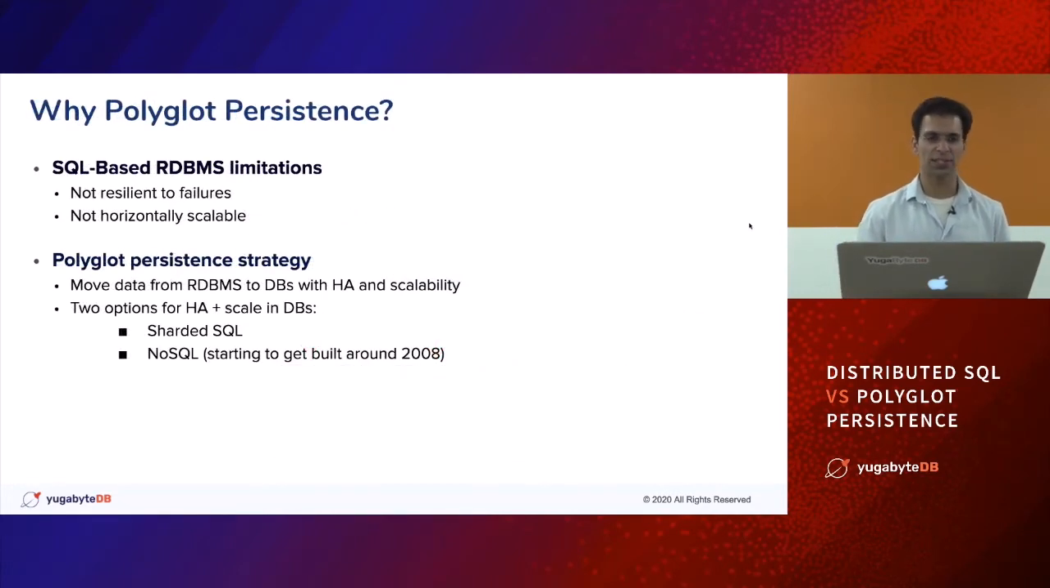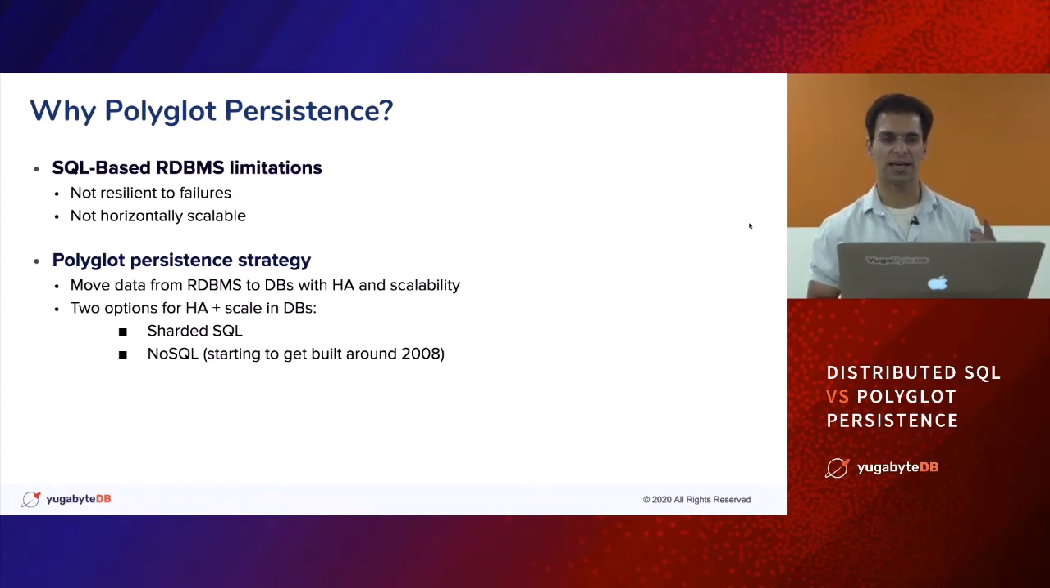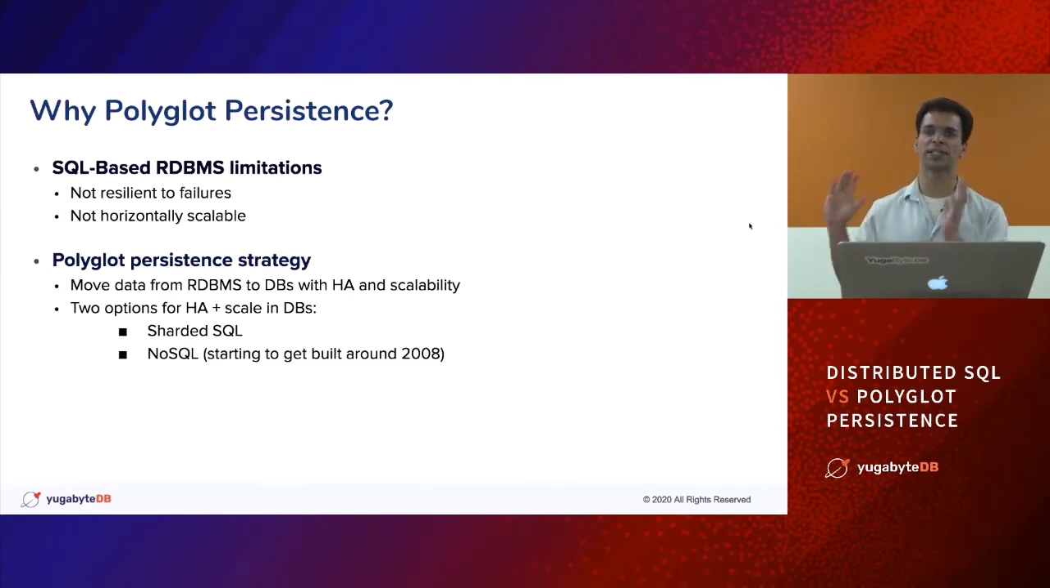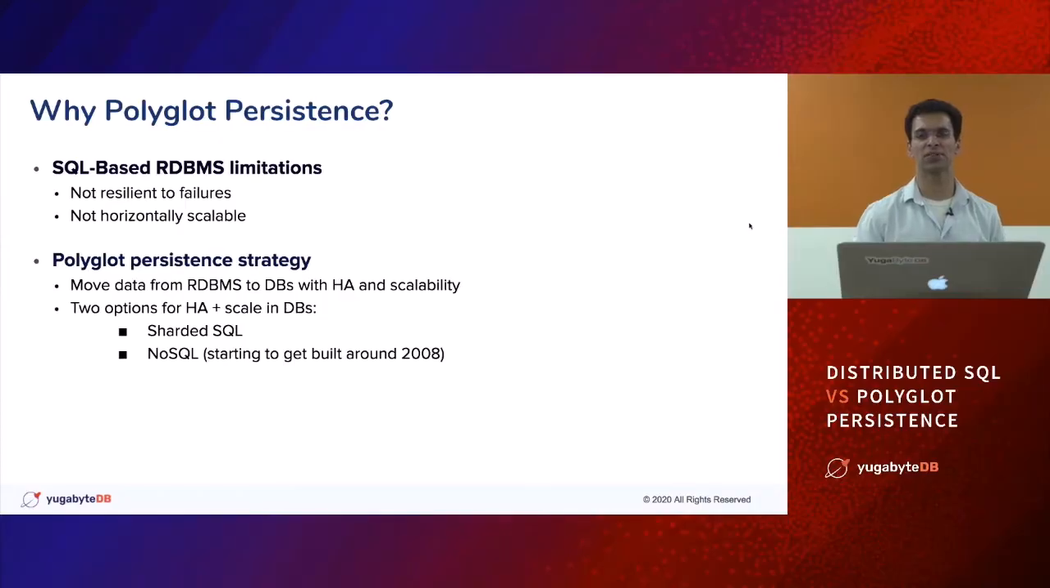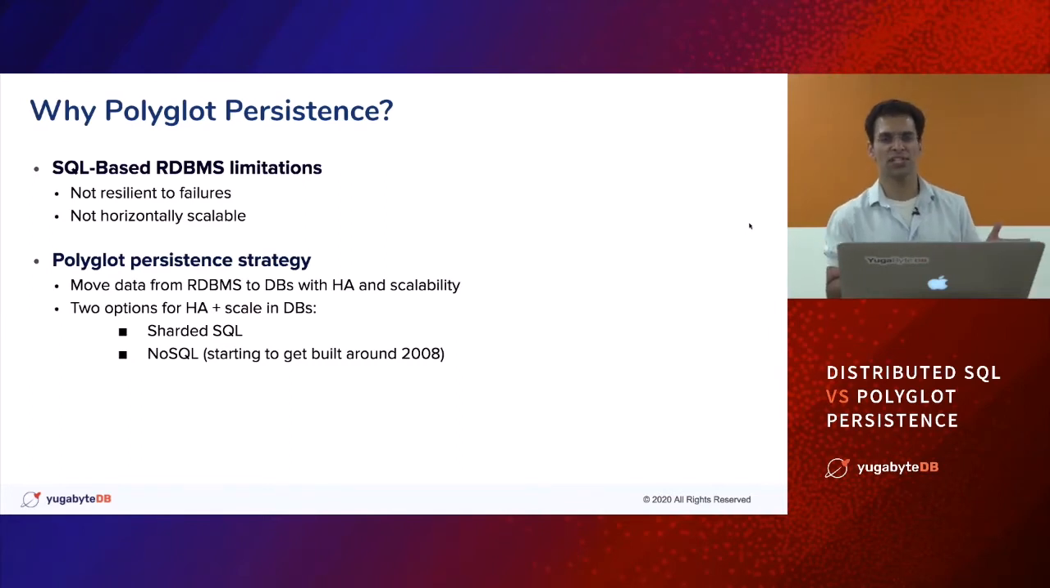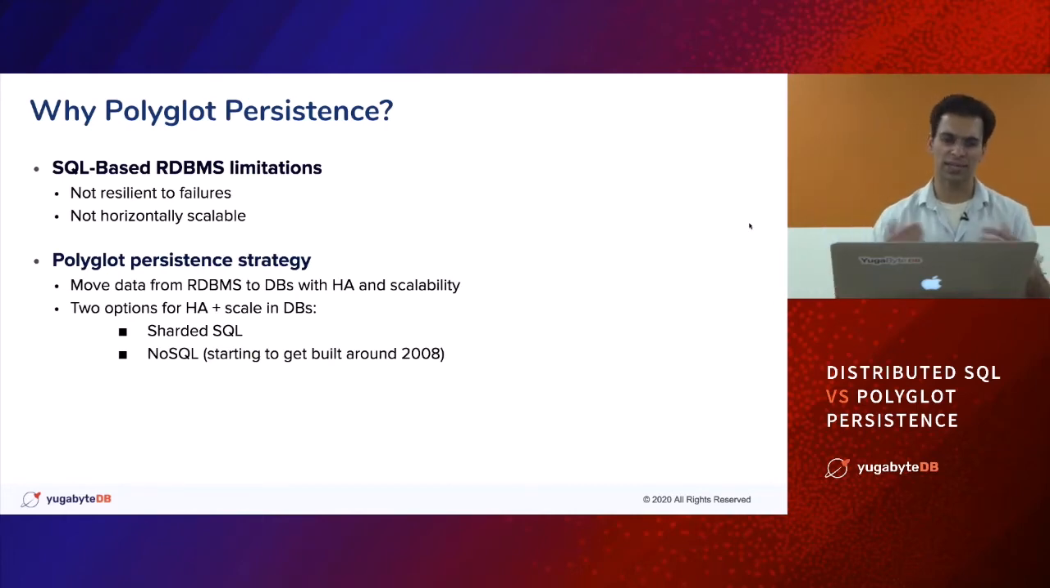It means that firstly, the SQL-based RDBMS limitations of lack of resilience and lack of horizontal scalability will be solved by these other databases, and you minimize the exposure to RDBMSs. And the polyglot persistence strategy for databases requiring high availability and scale is to start with NoSQL databases, which were starting to get built in 2008, or for the rapidly expanding one, you could again revisit sharded SQL, but that's something that's probably way too complicated. So NoSQL is the solution to go with in order to deal with the fast-growing data set, which required scale, and high availability needs if possible, right?